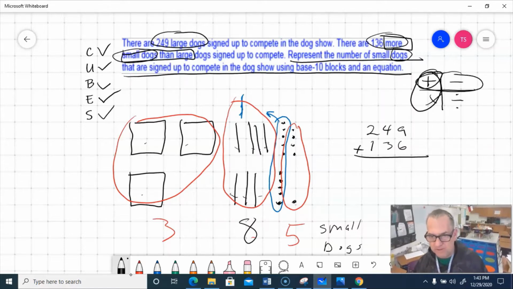So 9 plus 6 is 15. I'm going to carry my 10 over the tens place. Then 1 plus 4 plus 3 is 8. And then 2 plus 1 is 3. So 385. So there's 385 small dogs at the dog show.